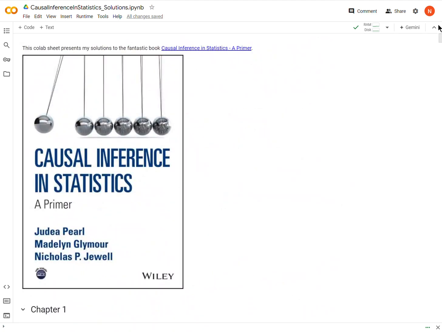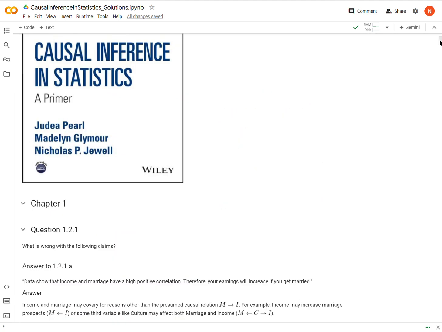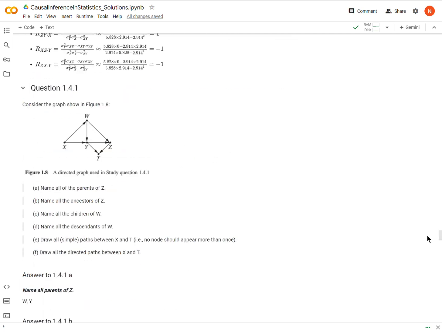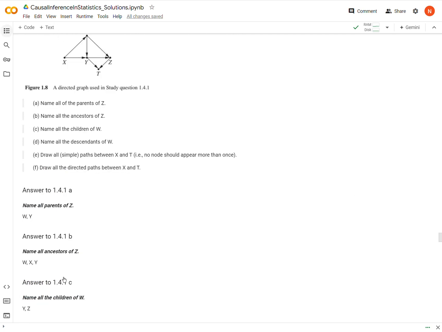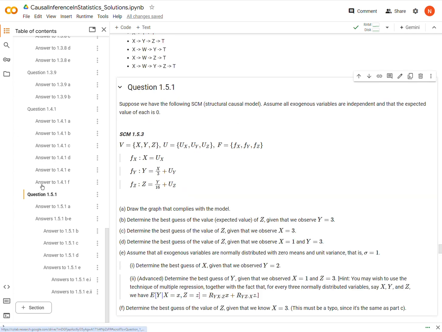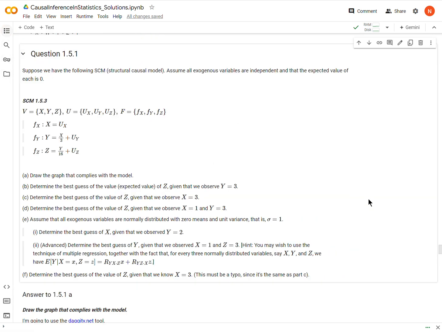So we are in Causal Inference in Statistics: A Primer, and we are on question, what are we on? Question 1.5.1. Okay, so this is a multi-parter, and some of the parts are pretty interesting. What applies to everything is, suppose that we have the following structural causal model, given here.